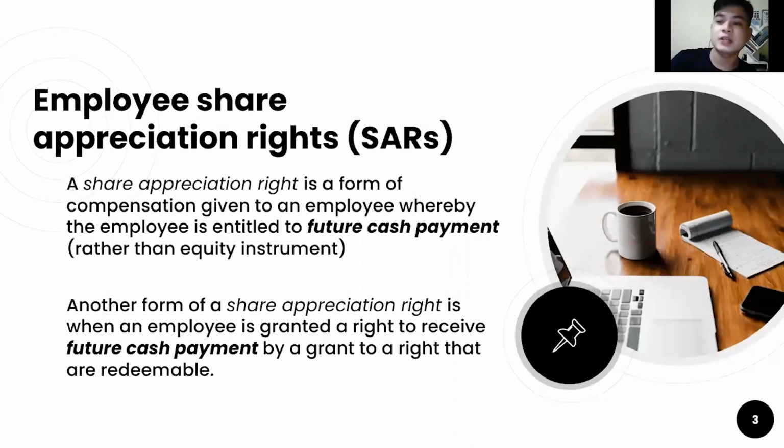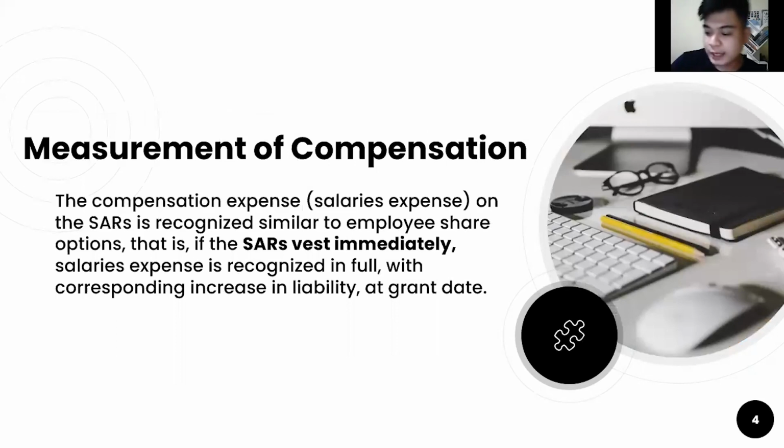So, a share appreciation right is a form of compensation given to an employee whereby the employee is entitled to future cash payments rather than equity instruments. So, future cash payments. So, ito yung SARS, no? Another form of a share appreciation right is when an employee is granted a right to receive future cash payment by a grant to a right that are redeemable. Future cash payment, as long it is cash. So, SARS yan. Okay? Punta na po tayo sa measurement.